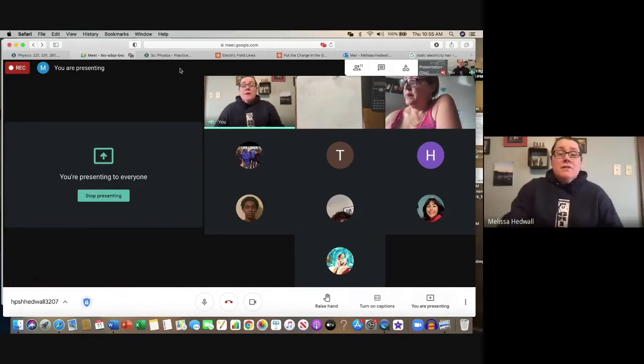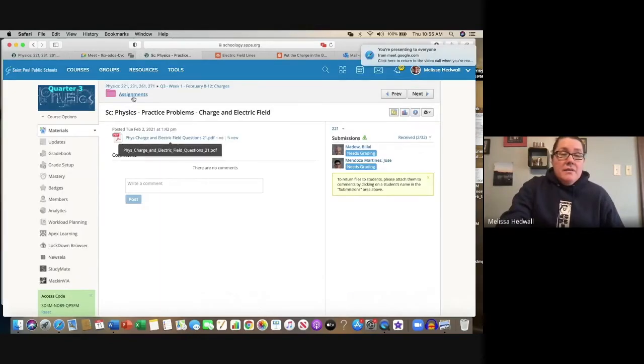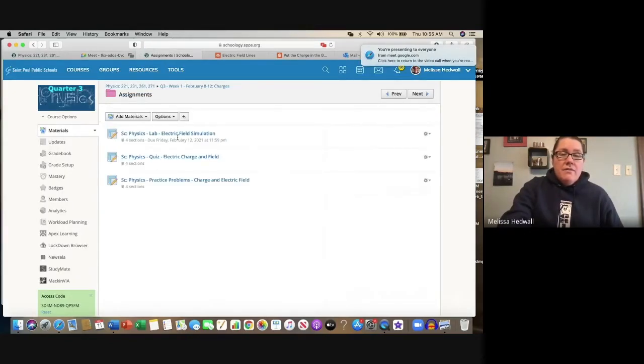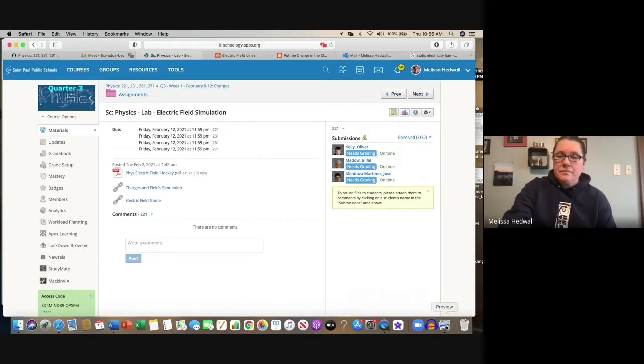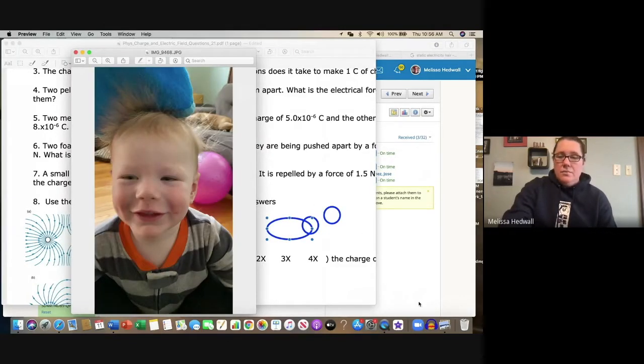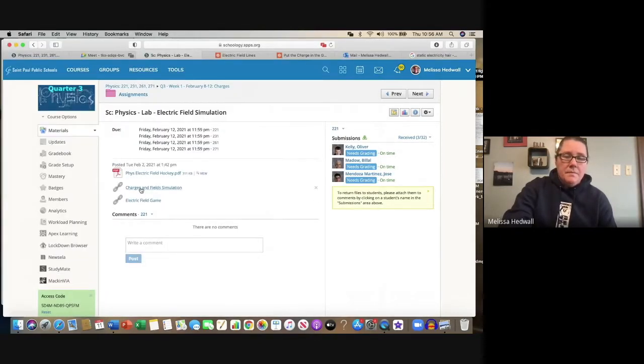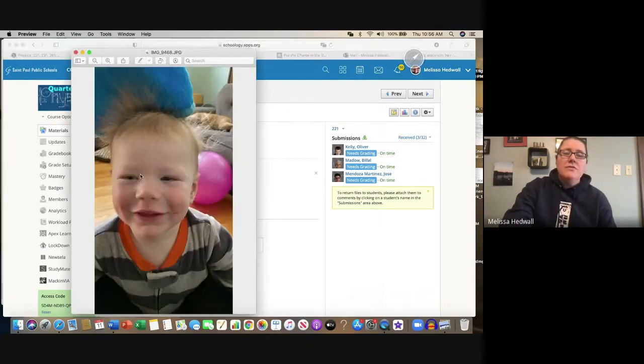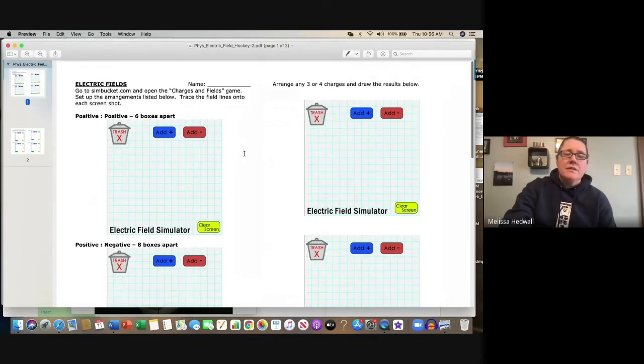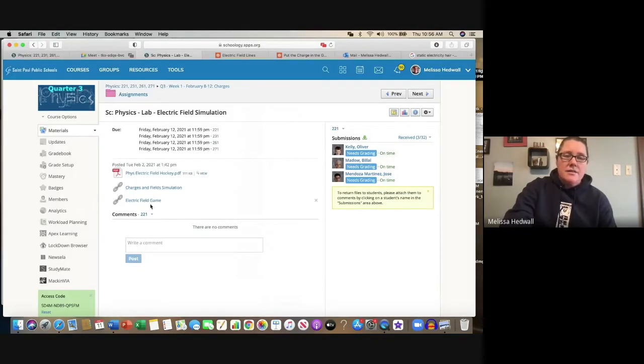So the first thing I want to start with is our lab. If we go to our assignments folder for this week, we have our electric field simulation, the quiz that'll be up this afternoon, and then your practice problems. For the electric field simulation, the paper to work on looks like this, and the simulations are also linked there so you can easily access those.